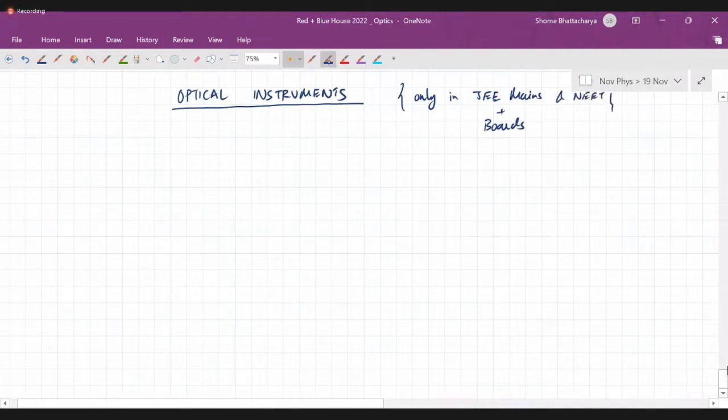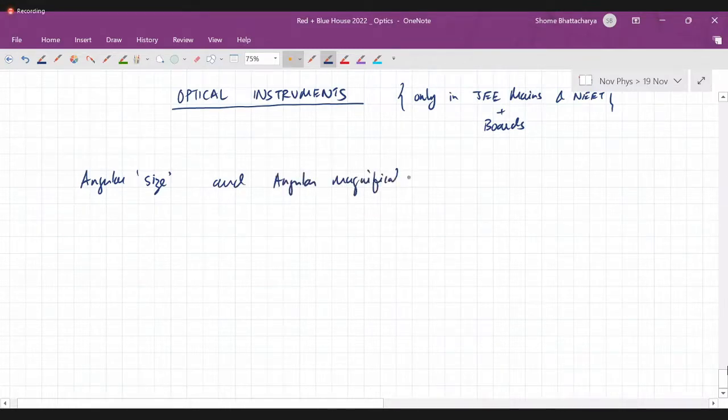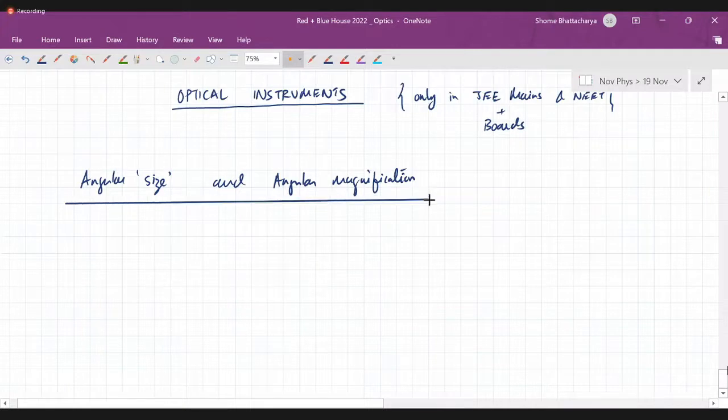So to understand optical instruments, we have to first of all understand a few new terms. Like we have to understand the concept of angular size. Okay. And from that, the concept of angular magnification. Okay. So an angular size of an object has to do with the linear size as well as the distance at which the object is observed.